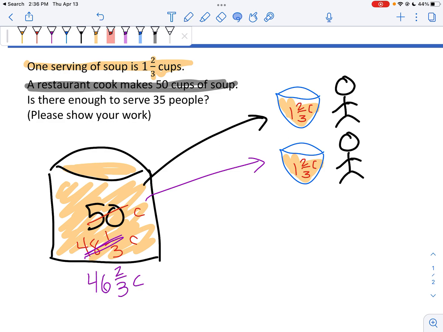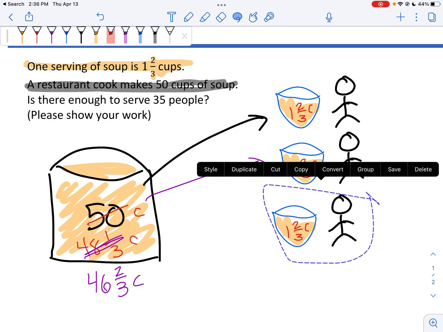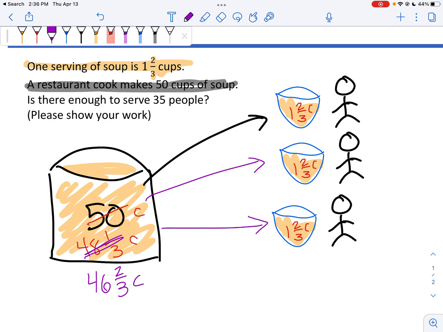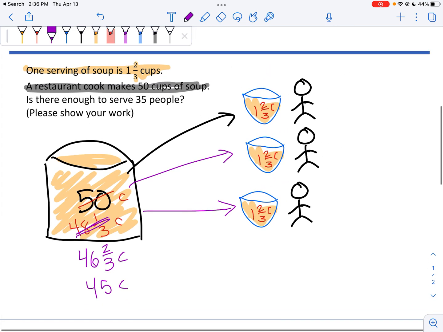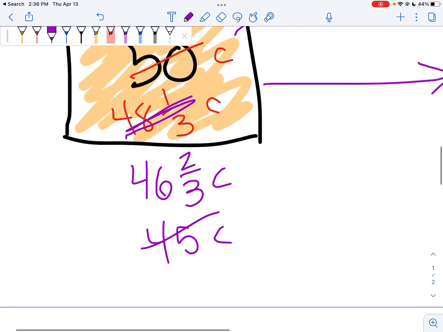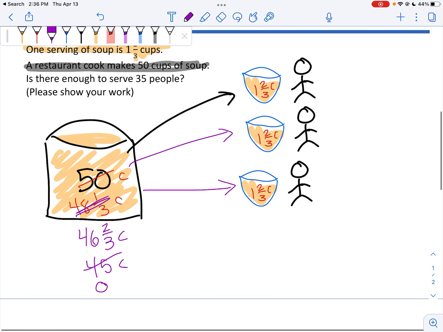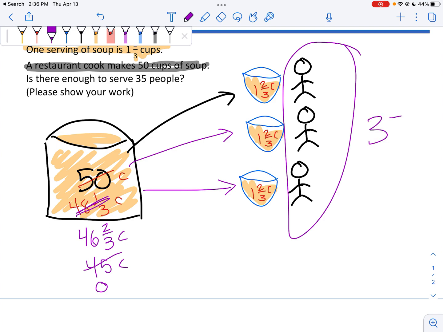And then if they did it again, right? Then there's going to be 1 2/3. That looks like that'd be 45 cups left. So the question is, when all the soup is gone, when this number here gets all the way down to 0, will there be 35 of these people? Maybe, because that's what the question says. Is there enough soup to serve 35 people?